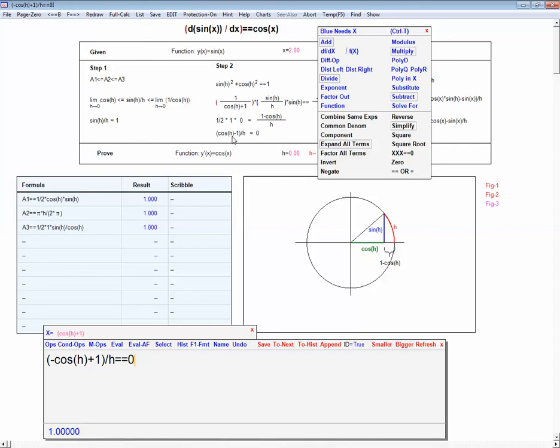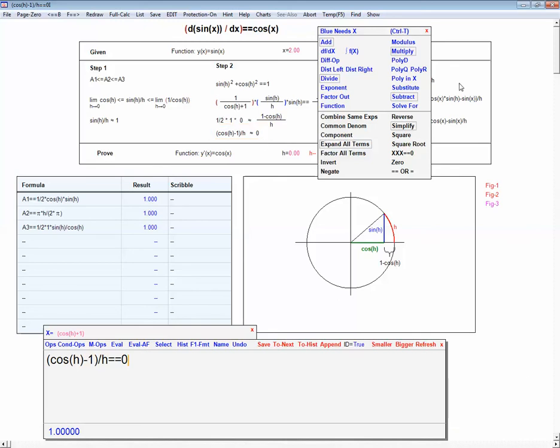Almost. What I have to do now is negate both sides. So I can negate 0, it's still 0. And if I negate the left-hand side, it's going to be just what I want. Okay, so that's the formula that I wanted. So we've shown this now.